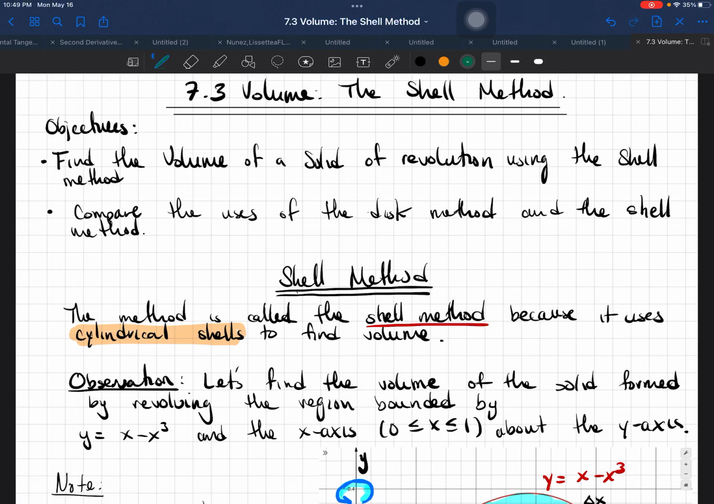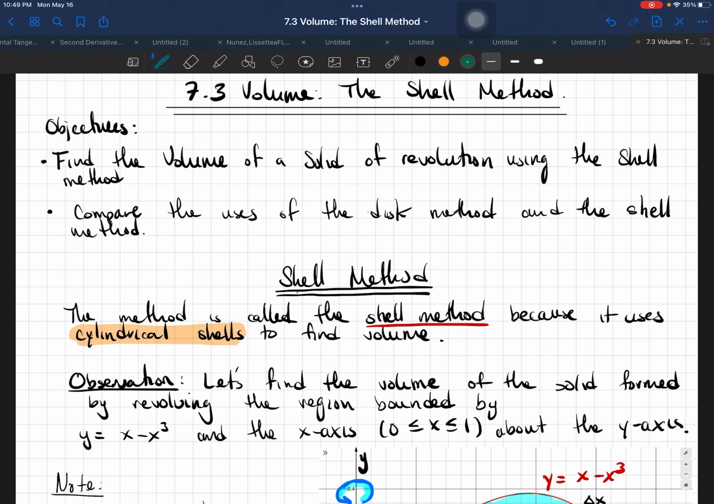Hi class, today we're going to talk about volume using the shell method. We have talked about volume before, and now we're going to approach it in a different way, using the shell method. So let's begin. We're going to find the volume of a solid of revolution using the shell method. Then we're going to compare the use of the disk method versus the shell method.